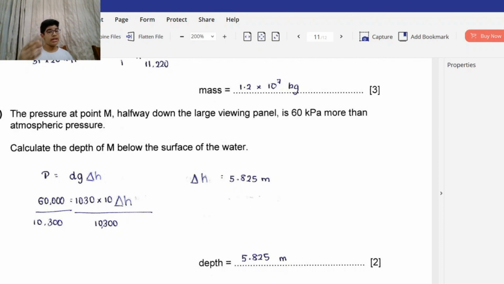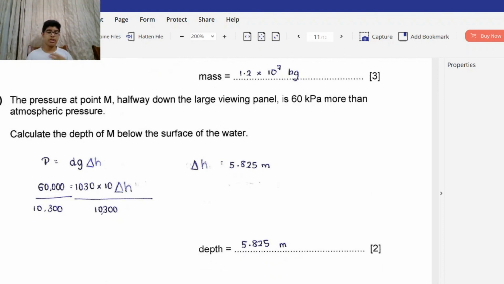60,000 is equal to density 1030 times 10 times change in height. Now 1030 times 10 is 10,300. We're going to try and isolate this change in height, so we're going to divide both sides by 10,300. And 60,000 divided by 10,300 is 5.825 meters. That's the change in height. That's the depth, basically.